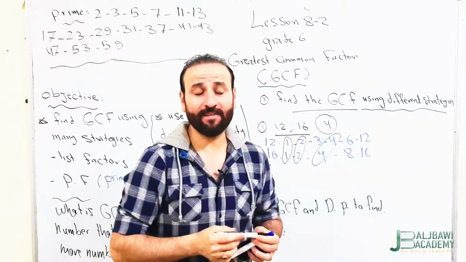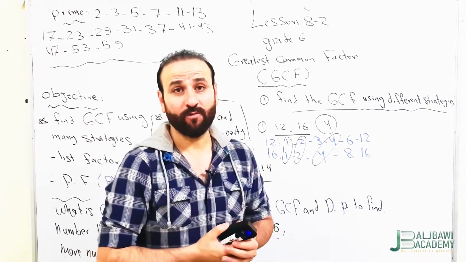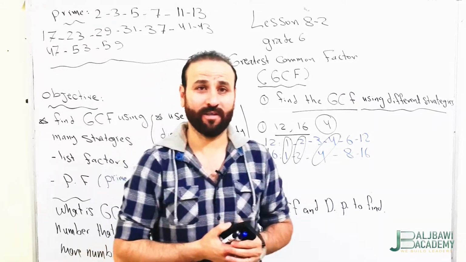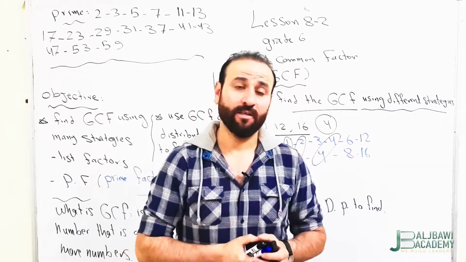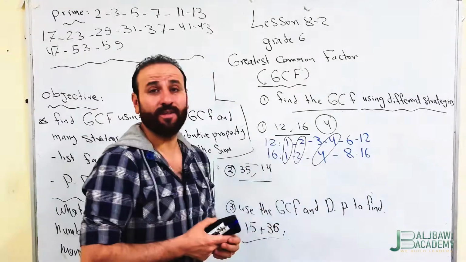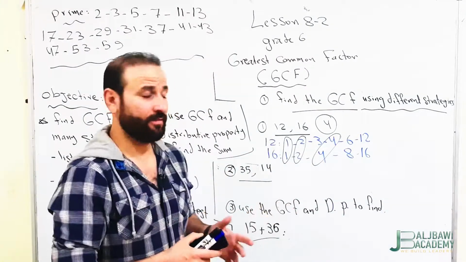But what's the disadvantage of this way? Sometimes students forget some factors of a number. In this case, they will not get an accurate answer. So we can use the prime factorization way. How? Let's see.